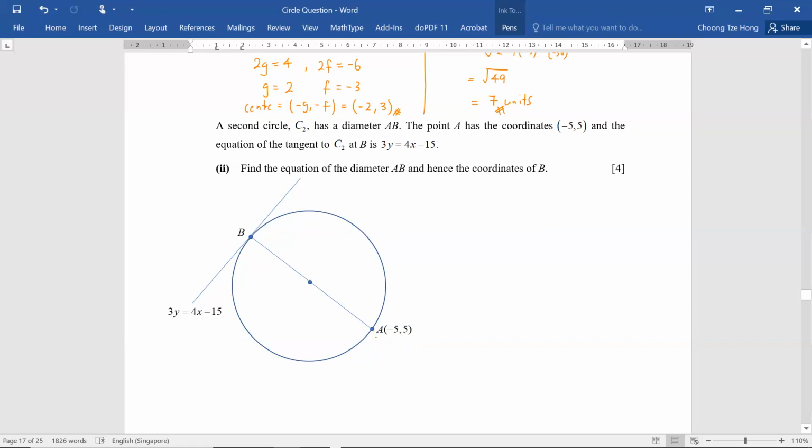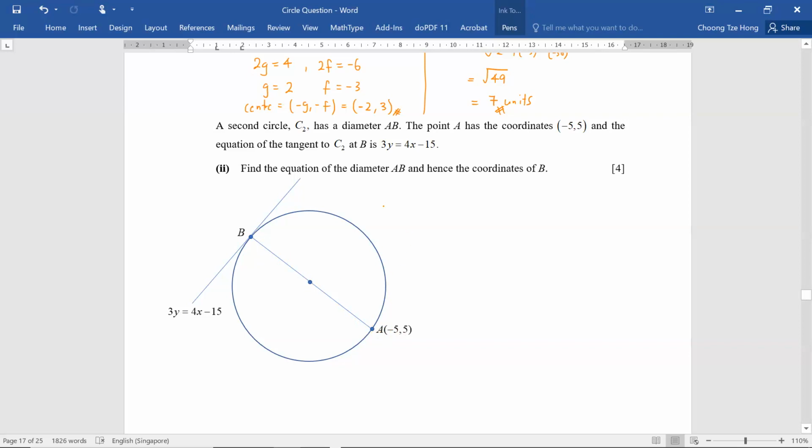I put point A at the bottom, but it doesn't matter even if you put it at the top. That means you interchange the positions of A and B. You will still be able to work out the correct answers, just that your diagram will be incorrect. But no marks will be awarded for your diagram. A diagram is just a tool to help you visualize the question better and solve it. So I put point A below, negative 5, 5, then I just draw a diameter across.